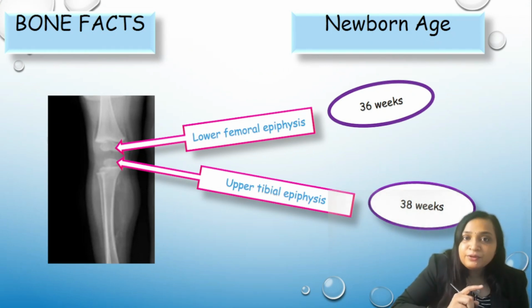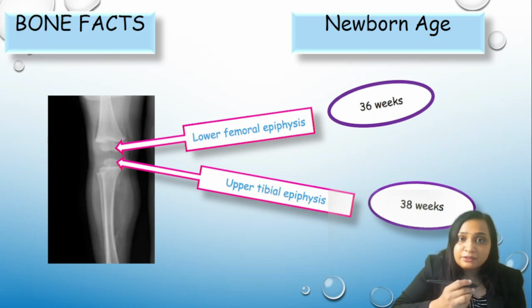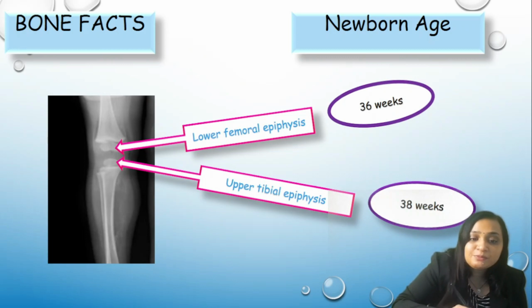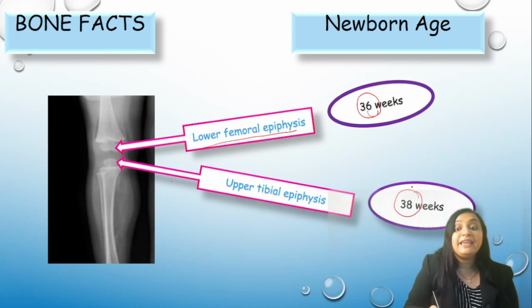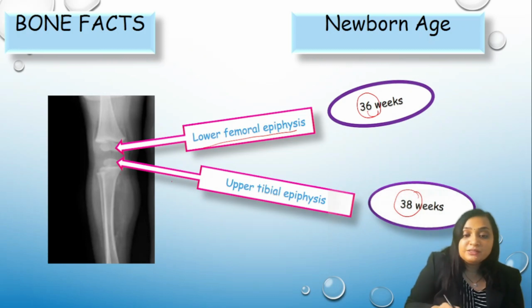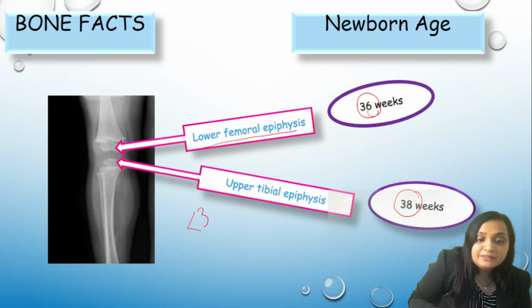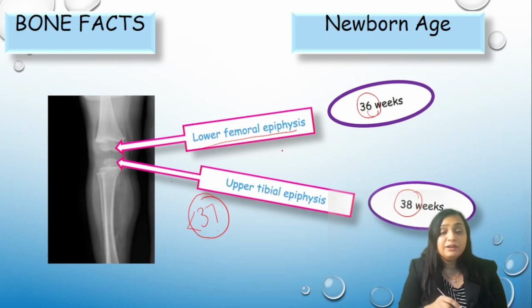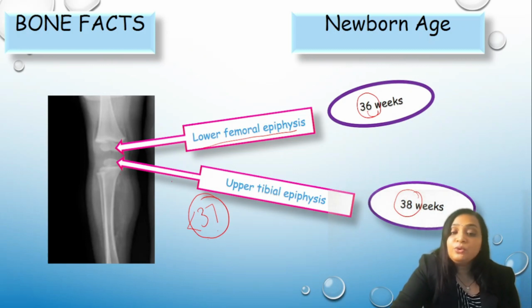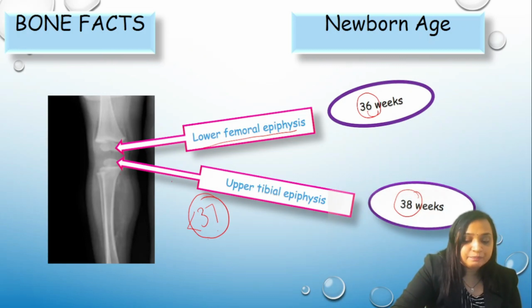Again, at the time of birth, as we said, the distal femur ossification center is present, but the lower femoral epiphysis appears at 36 weeks while the upper tibial epiphysis appears at 38 weeks. See, it is very important, because a child born before 37 weeks of gestational age we call preterm. So the presence of epiphyseal centers helps us to determine the maturity of the child. There could be an MCQ from this kind of X-ray.